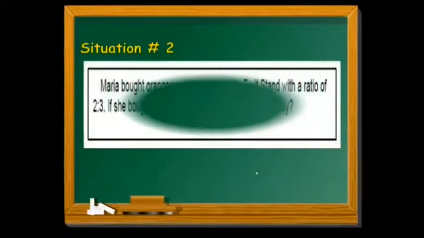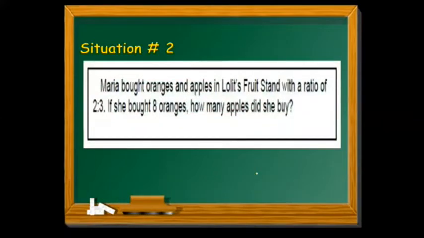So let's have another example. Situation number 2. Maria bought oranges and apples in Lolit's fruit stand with a ratio of 2:3. So 2:3 na naman tayo. If she bought 8 oranges, how many apples did she buy? Okay. So ang ratio natin doon po is 2:3. Bumili siya ng 8 oranges. So ilan naman kaya yung apples na binili niya? So hahanapin natin yung apples. So let's try to answer this.